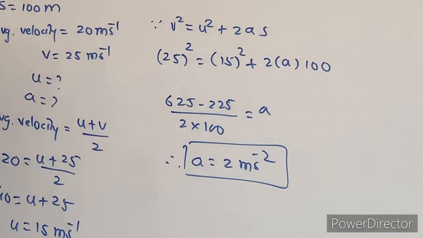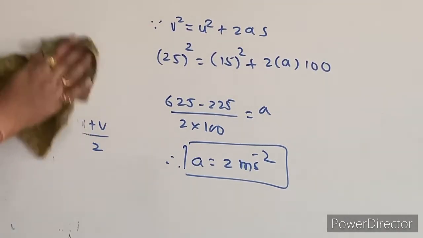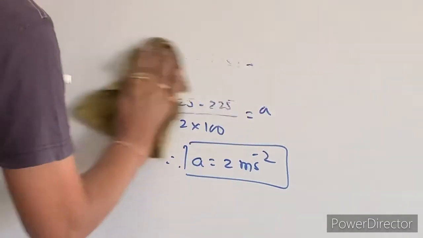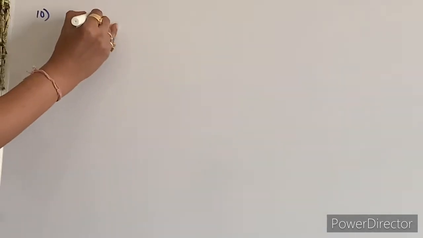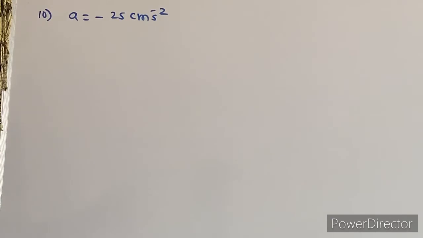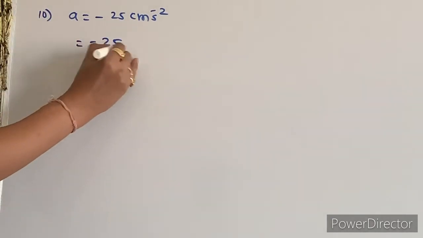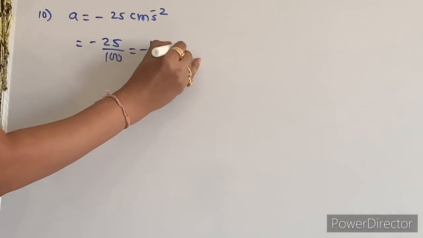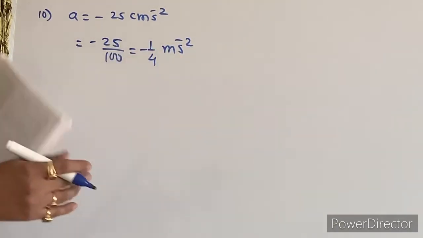Now to go with the next sum, that is question number 10. Now there are total 15 numericals, and out of that, now the lengthy numericals will start. Check the 10th. When brakes are applied to a bus, retardation produced is, just underline the retardation given, that is minus. A is given as minus 25 centimeter per second square. Now this is centimeter, you have to convert this into SI. This is minus 25 by 100, which is minus 1 by 4 meter per second square. This is your acceleration.